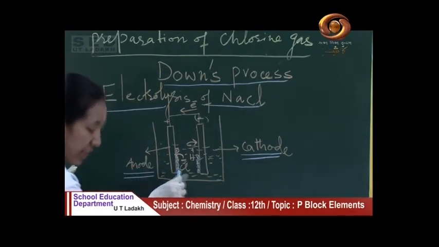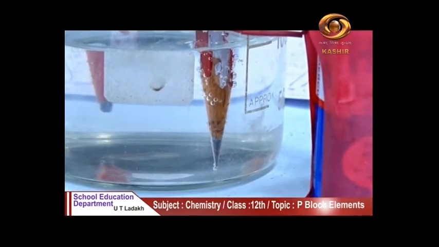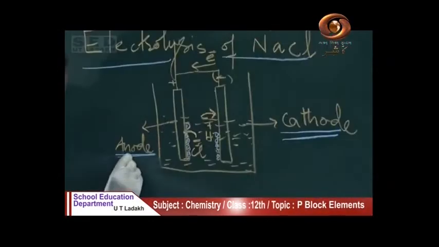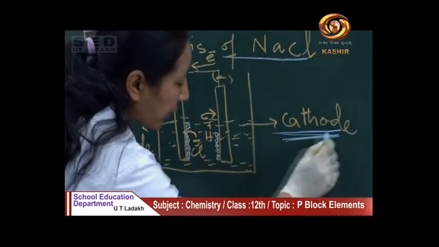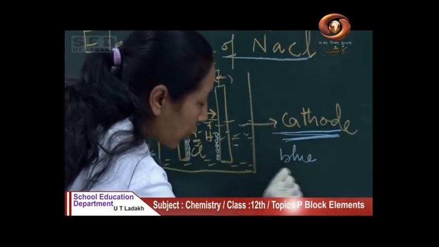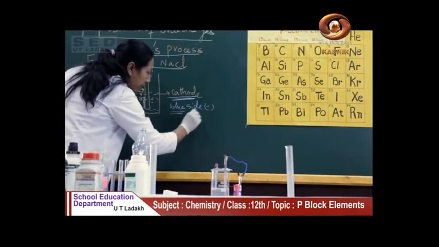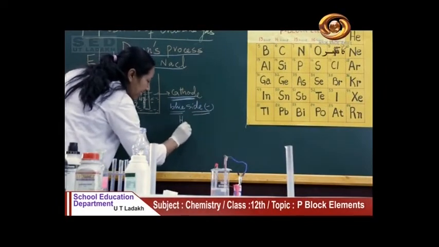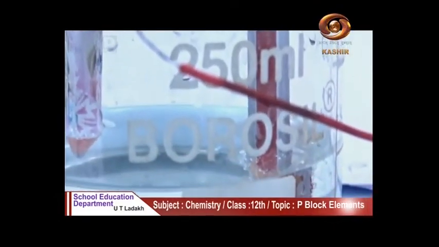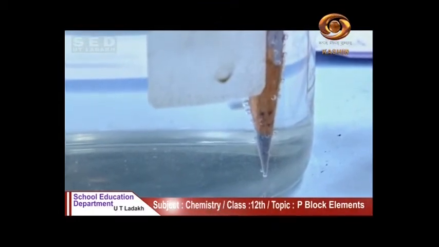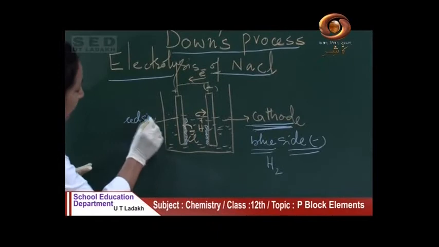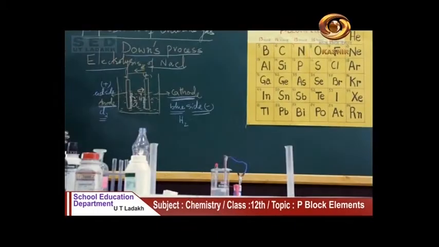chlorine gas, as we have seen, is collected at the anode. Cl2 gas is collected, and at the cathode side, meaning the blue side. It's for your convenience, I'm writing blue side means negative terminal. Hydrogen gas is collected. We will observe bubbles at the blue side, that is hydrogen gas, and the red side. Red side means positive terminal of the electrodes.